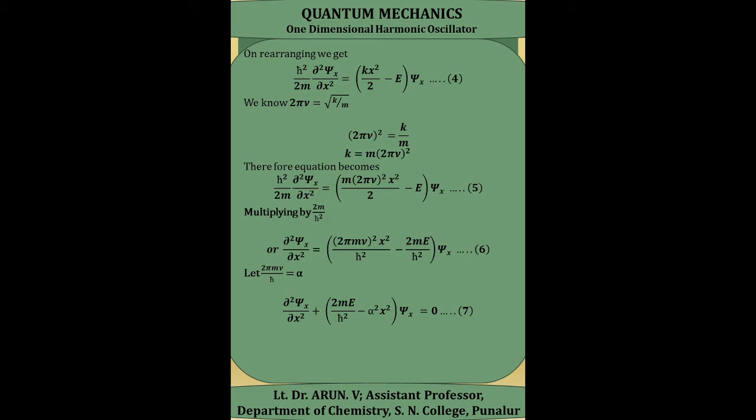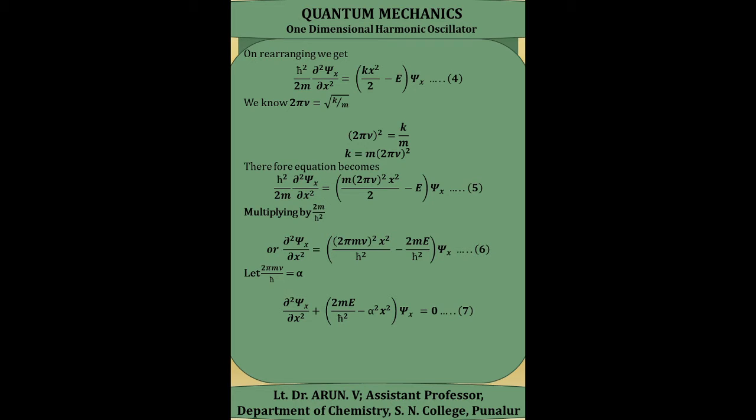We know that 2 pi nu is equal to root of k by m. This is a general expression in classical physics. Squaring this, 2 pi nu the whole square is equal to k by m, or k is equal to m into 2 pi nu the whole square. Therefore, the Schrodinger equation becomes minus h cross square by 2m into dou square by dou x square into psi x, that is equal to m into 2 pi nu square x square divided by 2 minus E into psi x.